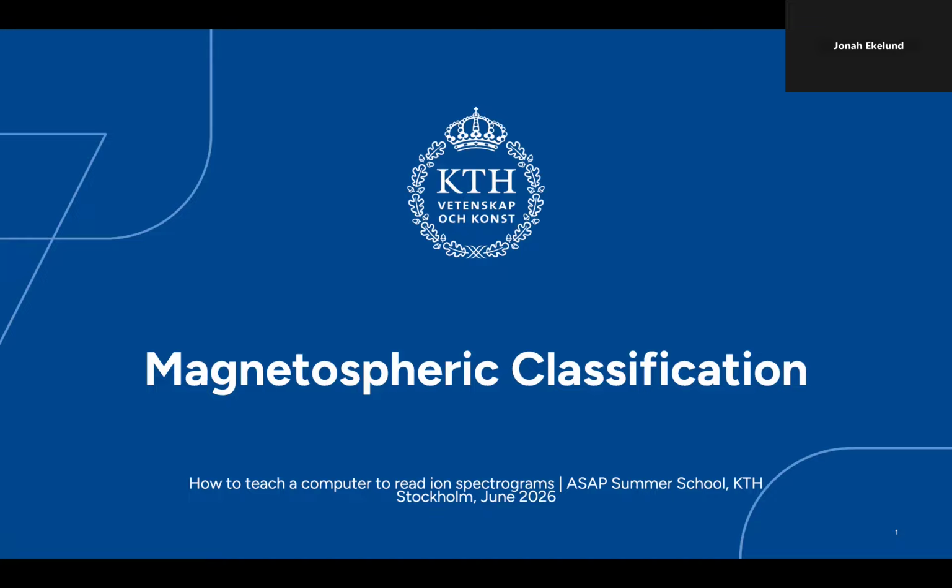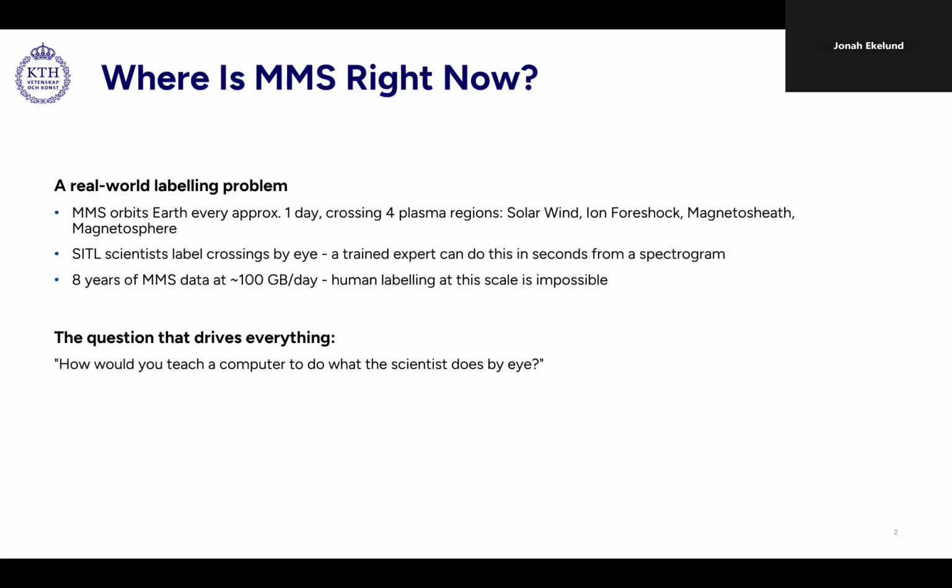So we'll start with looking at how to classify or segment magnetospheric data into different regions. And why do we want to do this? Well, there is a lot of data. If you have a lot of data from your satellite, which we have, you want to have an idea on where to start looking for stuff.